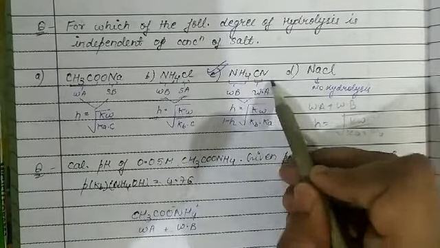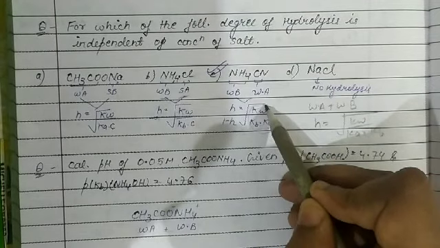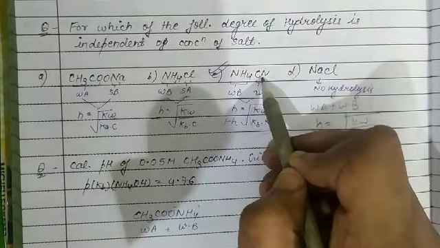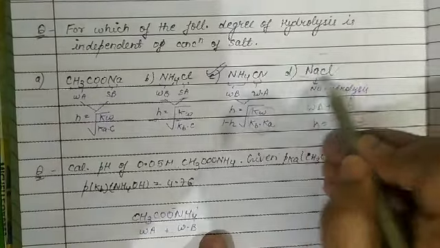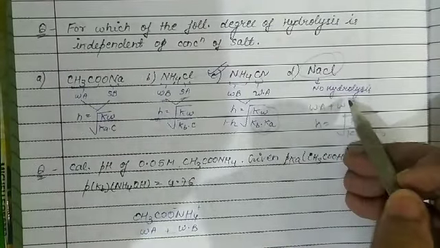Now for weak acid and weak base, the hydrolysis constant is Kw upon Kb into Ka. It means there is no concentration term. So the degree of hydrolysis of weak acid and weak base does not depend on the concentration of the salt. See NaCl: we know the salt of a strong acid and strong base does not undergo hydrolysis.